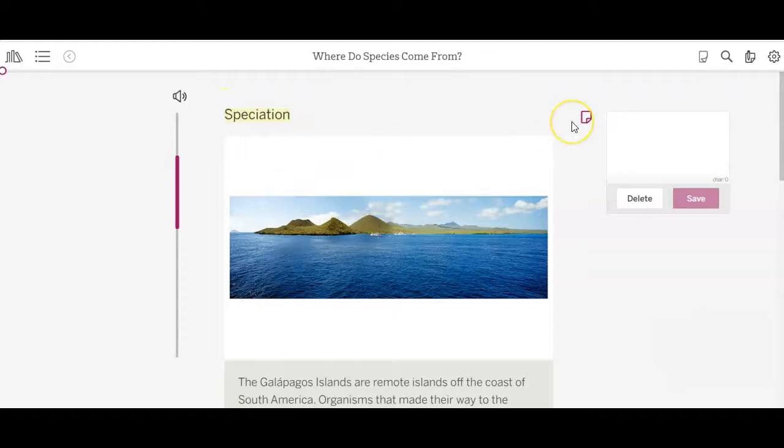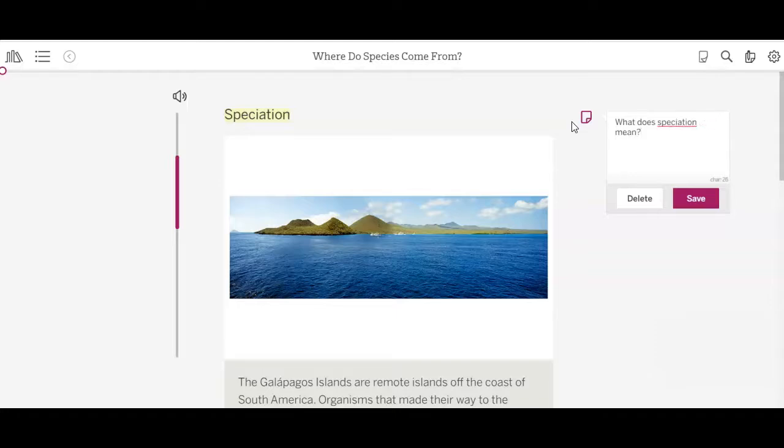Speciation, write a note. I do not, no, you know what? I'm going to make a question. I'm going to make it a question. What does speciation mean?